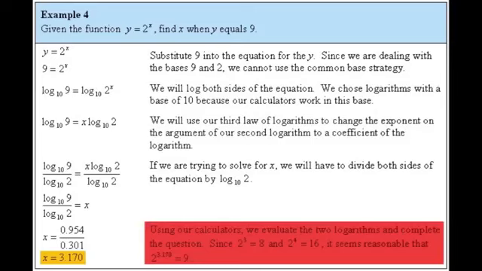3.170. Now you should ask yourself, is this answer reasonable? Well, remember, we're trying to solve the equation 9 is equal to 2 raised to the x. Well, we know that 2 raised to the 3 gives us 8, and 2 raised to the 4 gives us 16. Therefore, it seems pretty reasonable that 2 raised to a number somewhere between 3 and 4, closer to 3, would give us the answer 9. So I'm very comfortable with the answer that x is equal to 3.17.